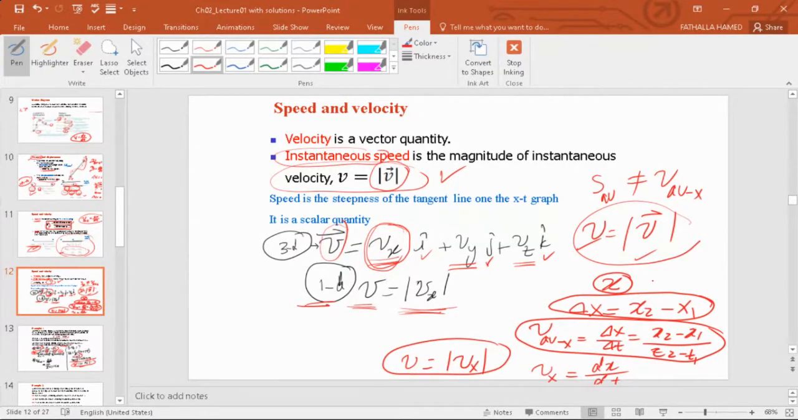So position is in meters, displacement is in meters, but velocity, average velocity, is in meters per second. Instantaneous velocity is in meters per second. Instantaneous speed is meters per second, and also average speed is in meters per second. Are these concepts clear?